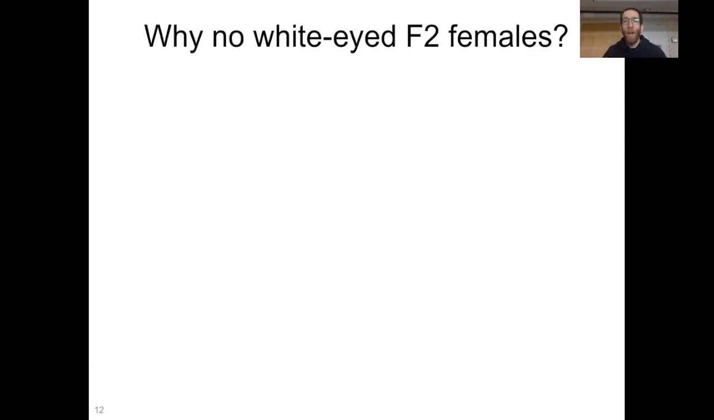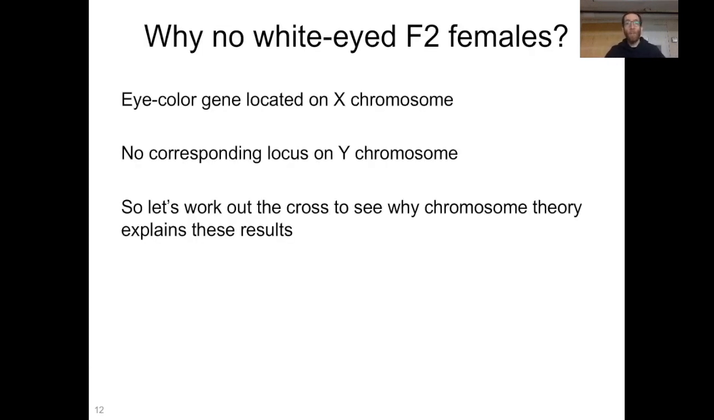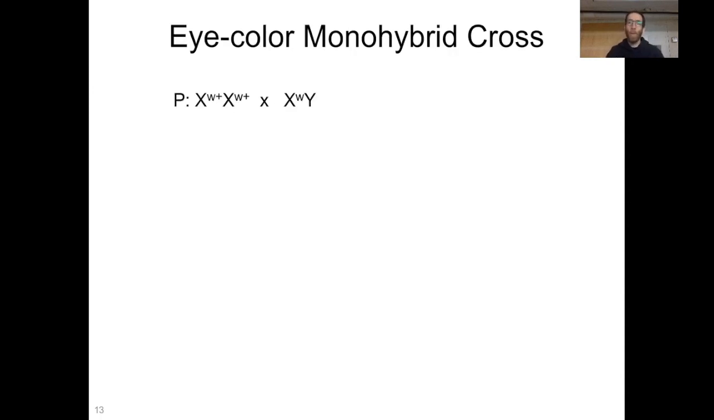So why were there no white-eyed F2 females? Well, the eye color gene is located on the X chromosome, and there's no corresponding locus on the Y chromosome. So let's work out this cross, and we're going to see exactly how chromosome theory, which is to say the gene being located on the chromosomes, specifically the sex chromosomes, explains our observations. So here is our cross.